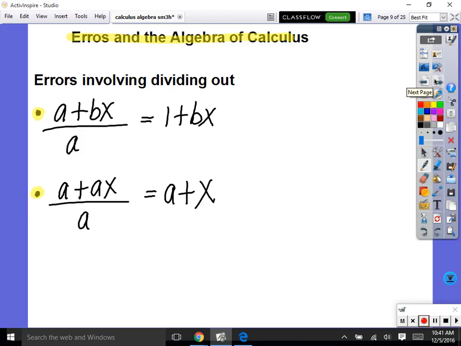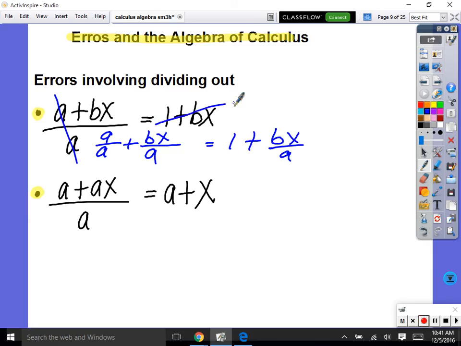Okay, errors involving dividing out. This is the biggest one. People will say, oh, look, the a's divide out, become 1. 1 plus bx. Wasn't bx also divided by a? So it would be appropriate to split it up as long as you keep both the top divided by the bottom. So a over a plus bx over a. Think about why that works, because then we could recombine them back together because they have a common denominator. Does everybody see? So this would simplify appropriately to be 1 plus bx over a. That would be appropriate. This would not.